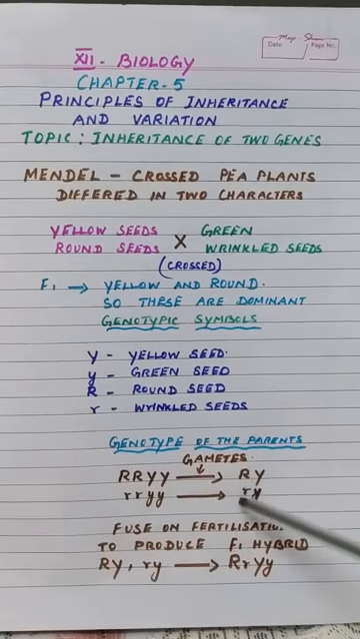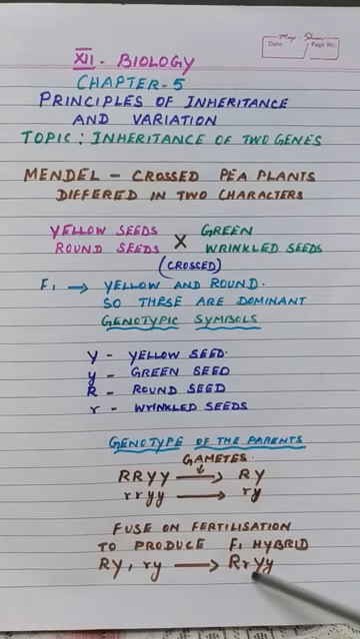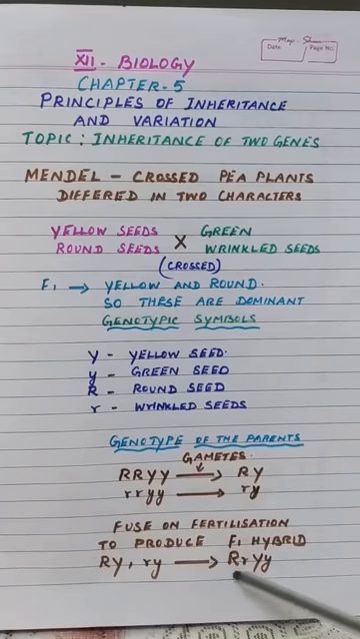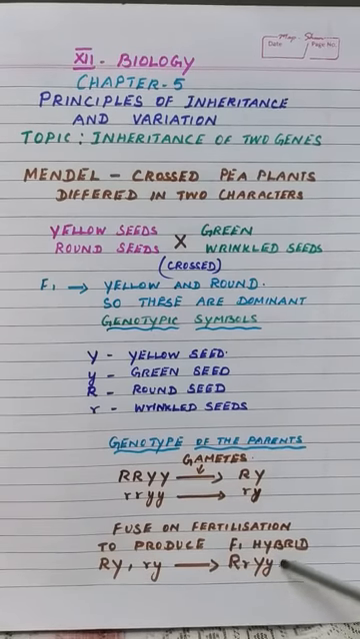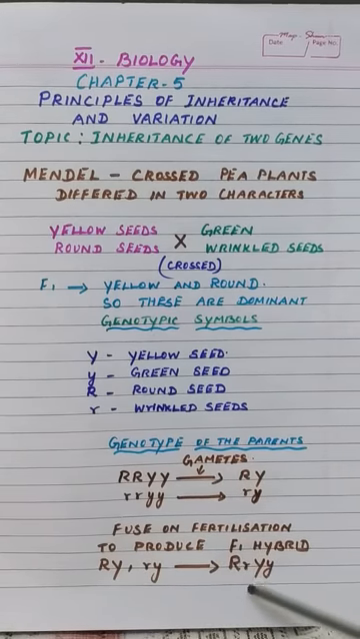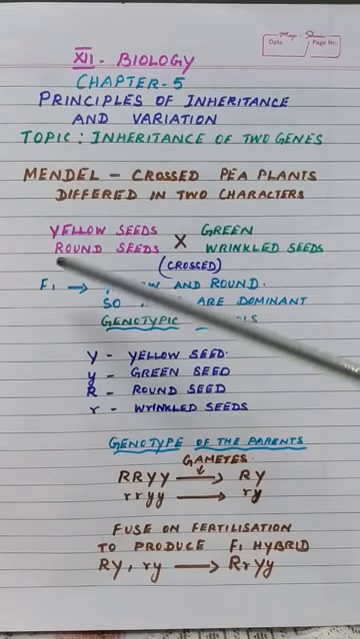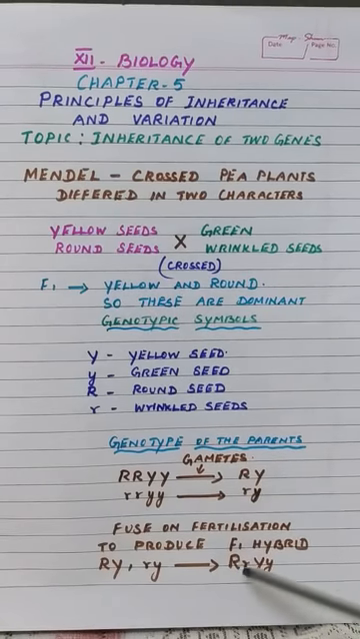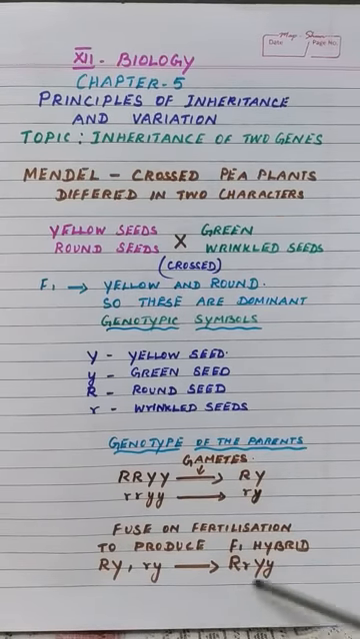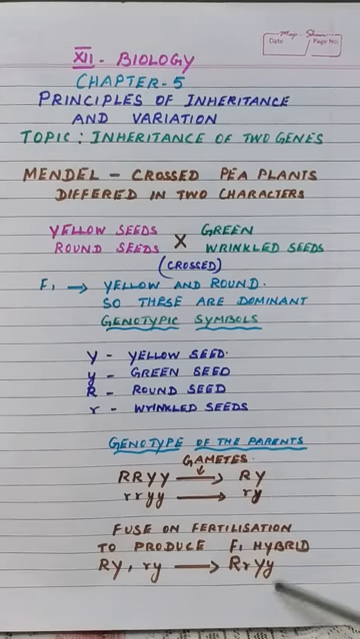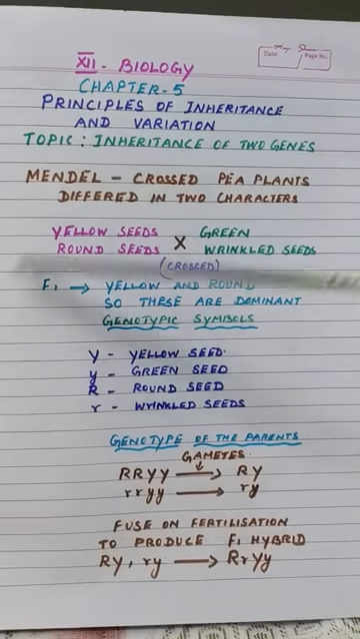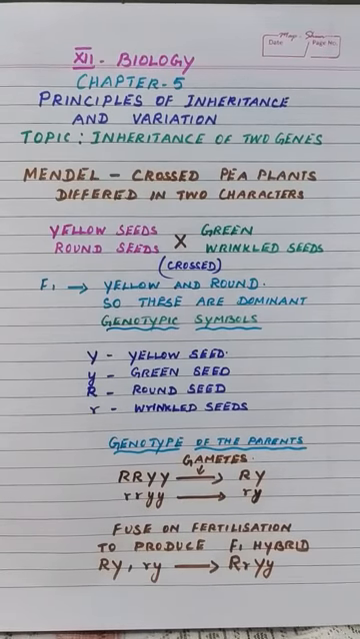The F1 hybrid is capital R, small r, capital Y, small y. One capital R gives round seed, and one capital Y is dominant. In the presence of dominants, the recessive cannot express, so only dominant characters are expressed: round and yellow seeds. That is capital R, small r, capital Y, small y, the genotype of the F1 hybrid. So in F1 only the dominant character is expressed, the same as in monohybrid.